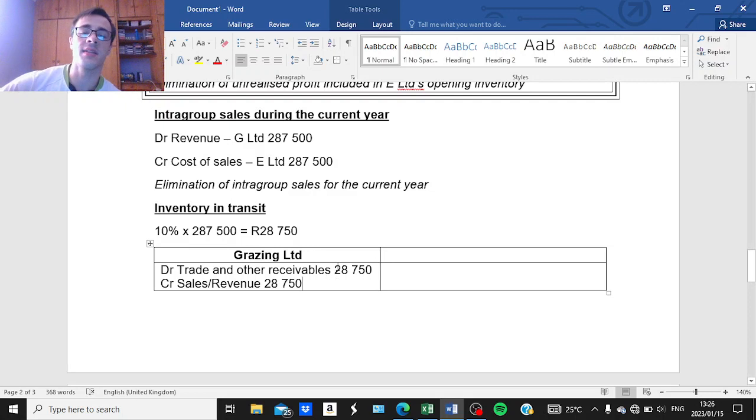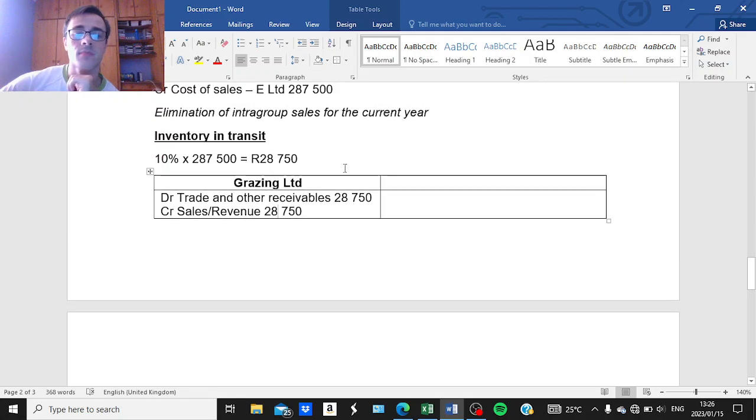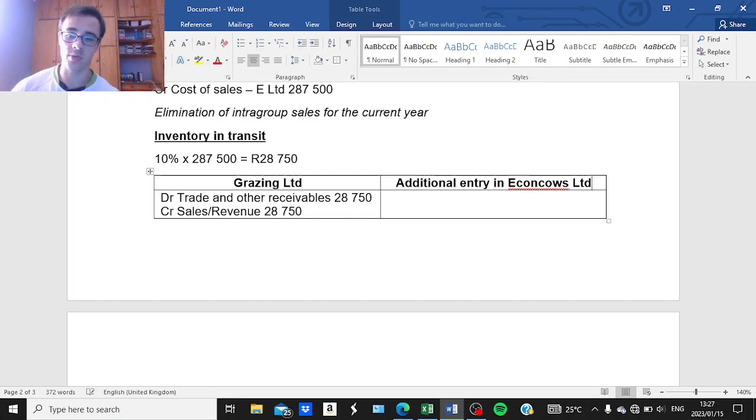Okay, once the invoice is settled, they would just credit trade and other receivables and debit their bank account. Okay, but because the inventory is still in transit, we will instead use trade and other receivables. Okay, so this entry has already been made by Grazing Ltd. Okay, we need to account for the corresponding entry in Econ Cows Ltd's records.